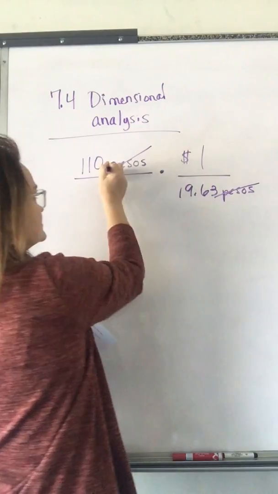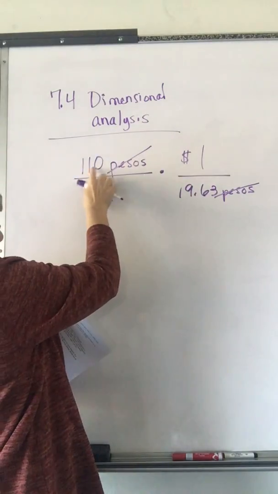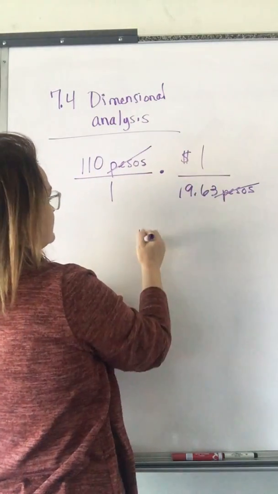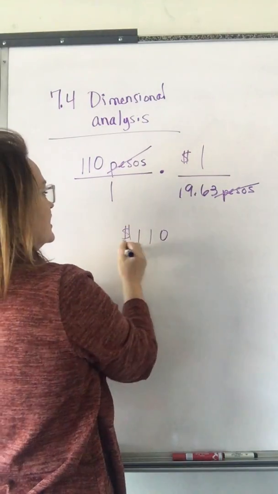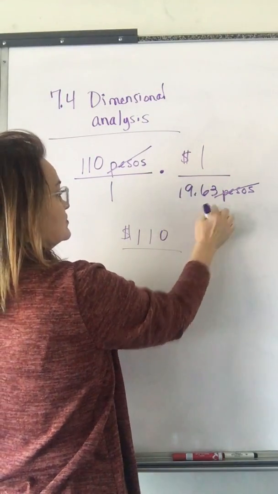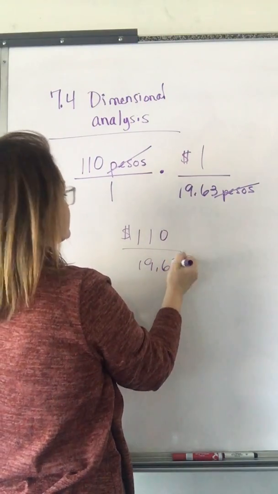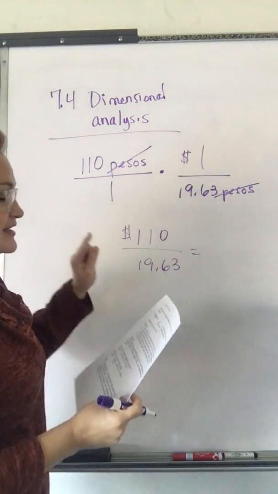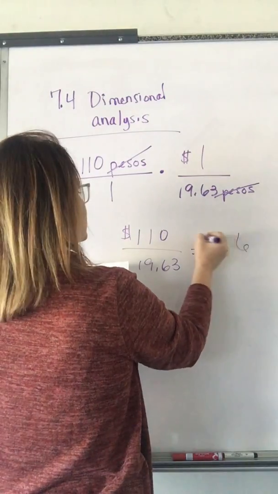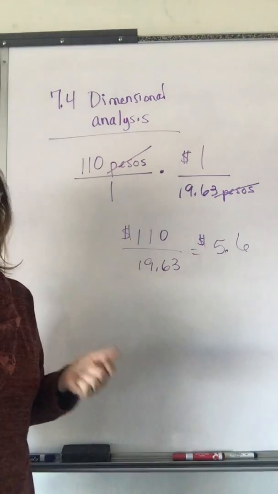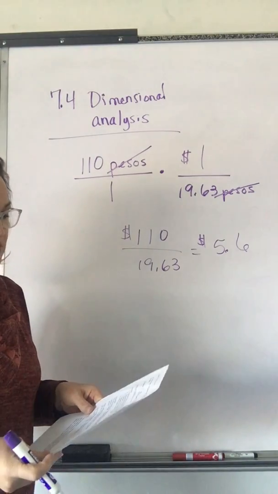So now the pesos cancel, and I've got 110 times $1. Now it's going to show up in American dollars, and it's going to be over 1 times 19.63. Now I really need my calculator for that, but luckily I did work that out on your note paper here and got 5.6, so it converts to $5.60 in American dollars.